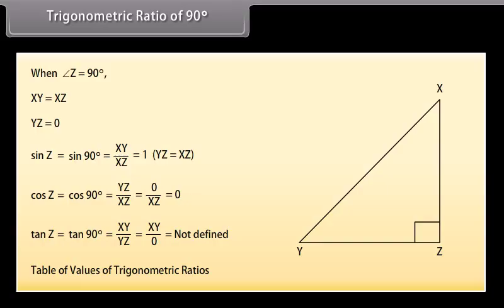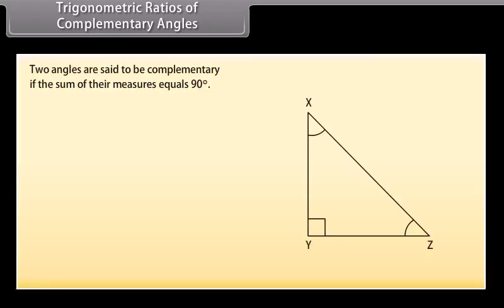Let us summarize our exercise in a table. Trigonometric ratios of complementary angles. Two angles are said to be complementary if the sum of their measures equals 90 degree.